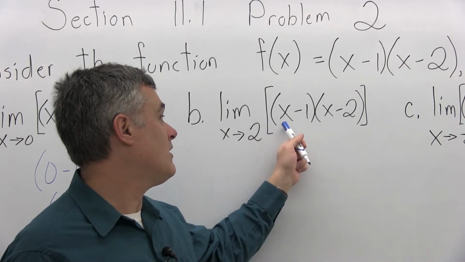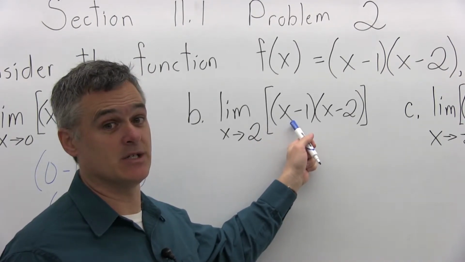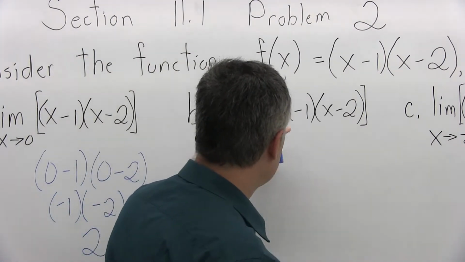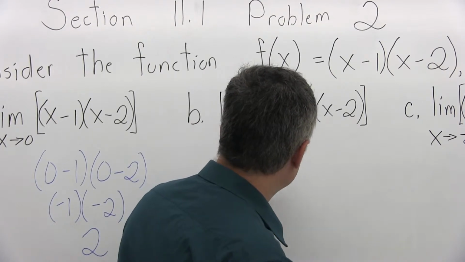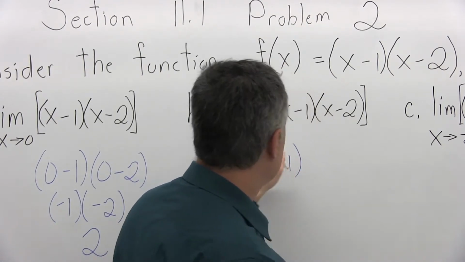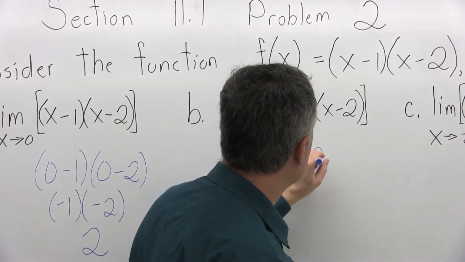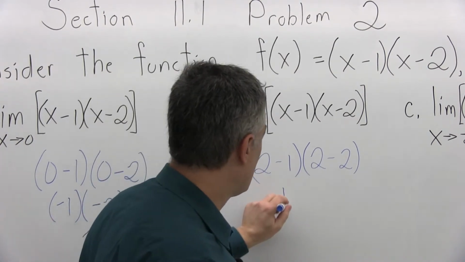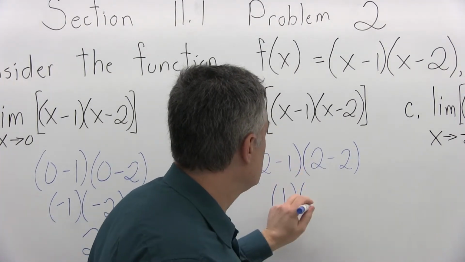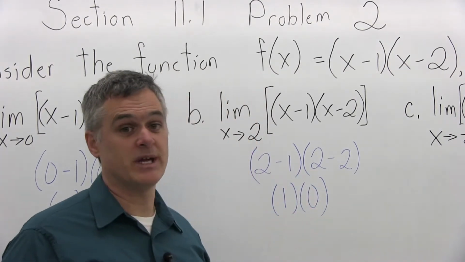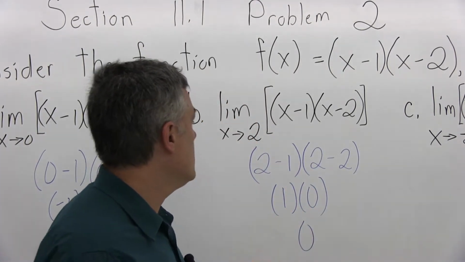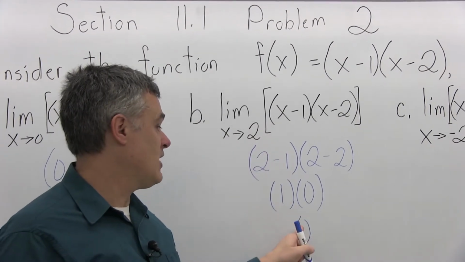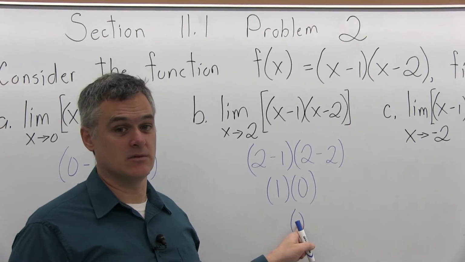So we want to find the limit of x minus 1 times x minus 2 as the input value approaches positive 2. So as we approach positive 2, the x minus 1 gets very close to 2 minus 1. As the x approaches positive 2, the x minus 2 approaches 2 minus 2. 2 minus 1 is positive 1. 2 minus 2 is 0. 1 times 0, of course, is 0. So as our input values get very close to 2, so again, say 1.999, the output, or height on the graph, gets very close to 0.